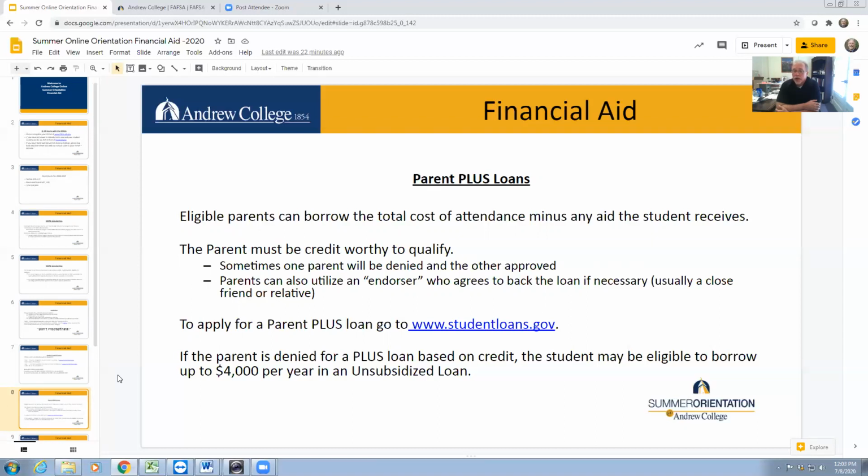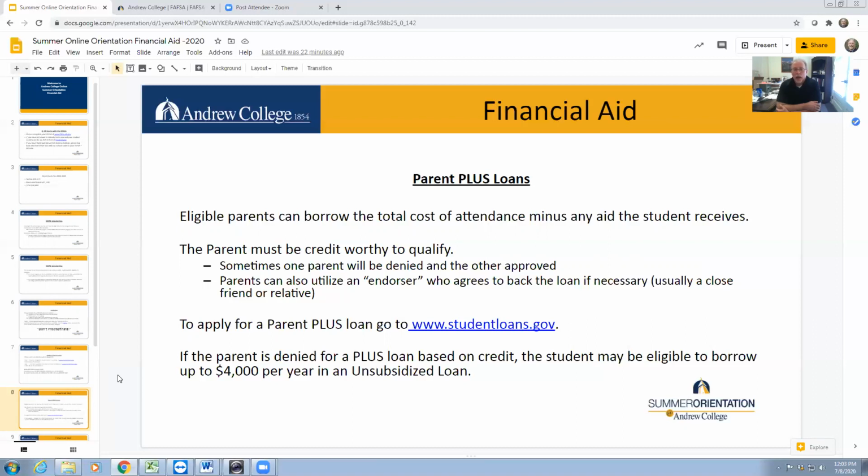Another option would be, say, for example, if one parent does it and gets denied, for the other parent to try. Sometimes we'll have situations, especially in terms of divorce, where one parent may not be eligible, but the other parent might be. Another option is to have an endorser, which kind of serves the same function as a cosigner. That is, they're agreeing to back the loan if necessary. If somebody does that, it's usually a very close friend or relative, more likely a relative, aunt, uncle, grandparent, someone like that.